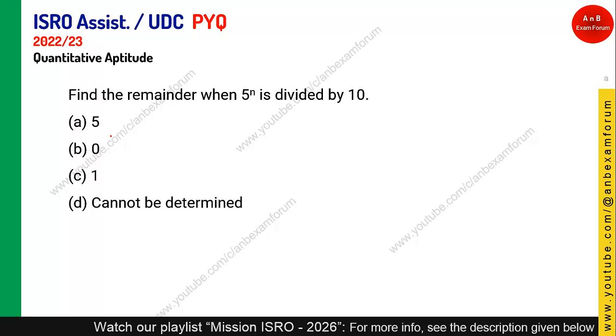The next question: find the remainder when 5^n is divided by 10. Although this question seems to be very difficult, it is very easy. It belongs to the category called number system. So student, in such questions you can use the induction method. It says you start with some number: n is equal to 1, n is equal to 2, n is equal to 3. So when n is equal to 1, 2, 3, let's see what 5^n is.